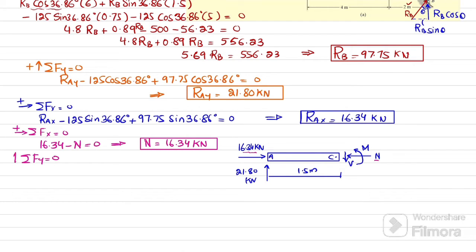Okay. Now we will find this shear force by using this equation of equilibrium, and upward force is taken as positive. So 21.80 is acting upward, minus V is acting downward. Their sum must be equal to 0. So from here V will be equal to 21.80 kilonewton.